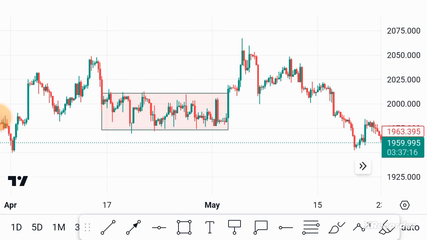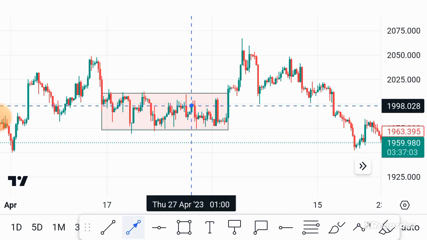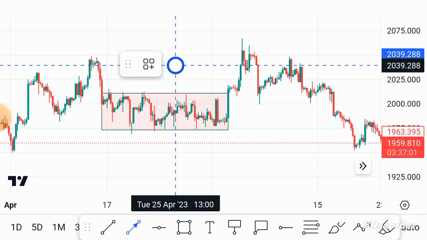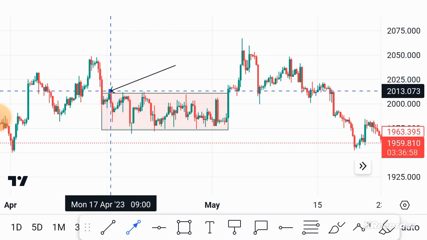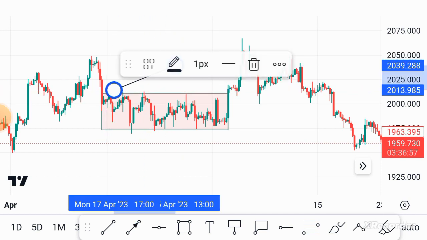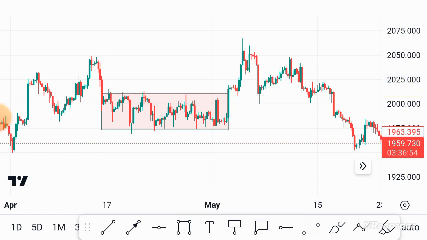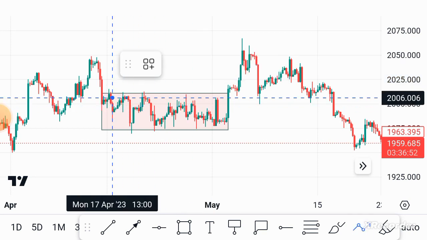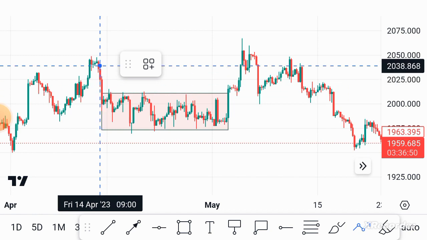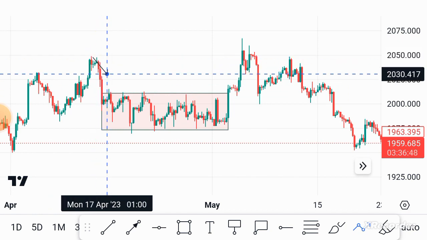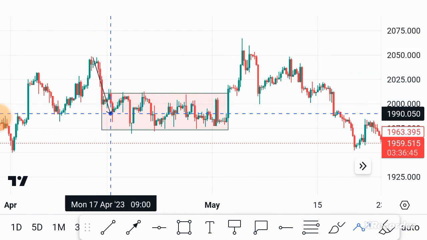a consolidation zone or a sideways price movement. This simply means that price is not making higher highs or higher lows. It is just moving within a zone or region. Let me use this tool so that I can explain properly. Price came right about here from this point, and it came down all the way into this point.